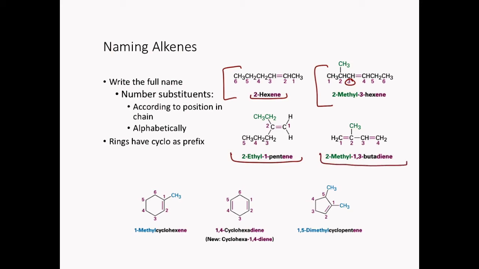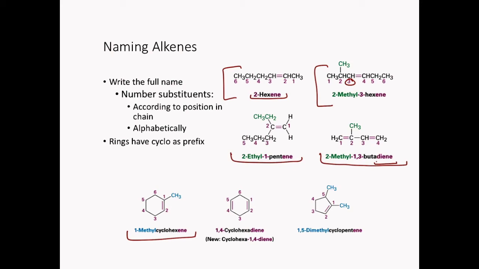This would be 2-methyl-1,3-butadiene. So notice here that we've got 2 double bonds in the molecule, so we're going to use the prefix di in front of the ene suffix. So this becomes a diene. Here, when we have a cyclic structure, we still use the cyclo prefix like we saw previously, but we just change that suffix to ene.